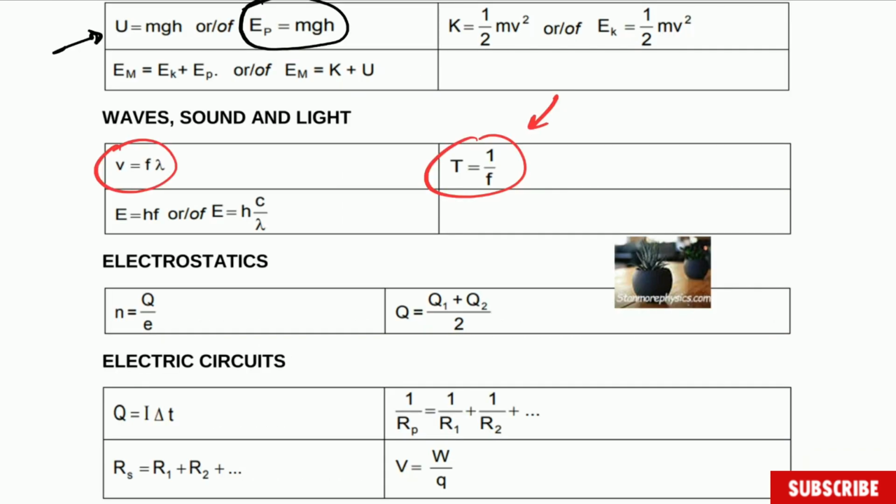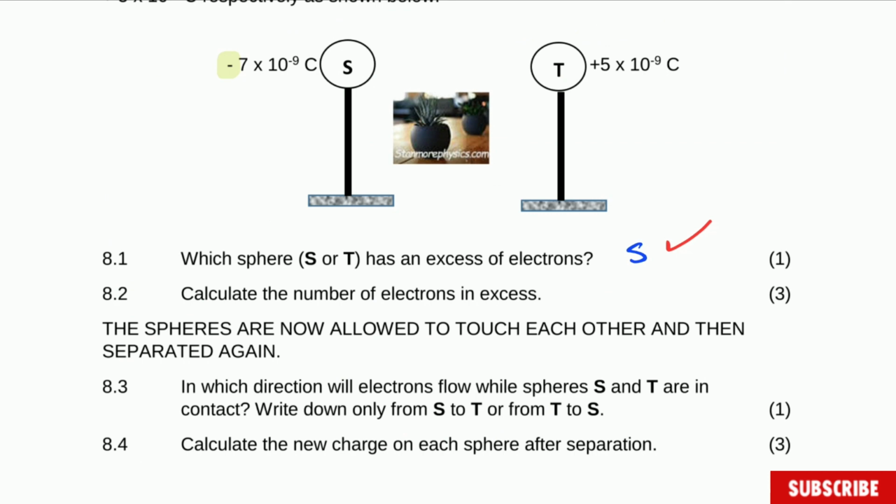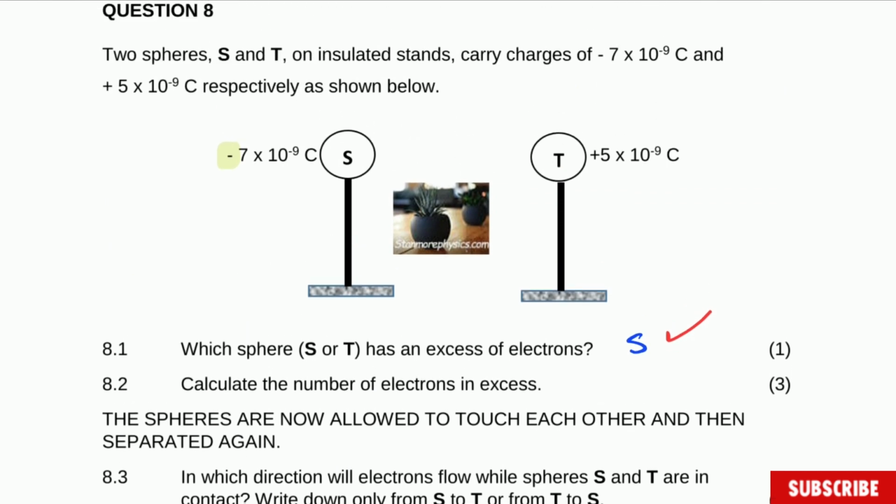And look here, when you go to the formulas, there are only two formulas actually. One of them is the one to calculate the number of electrons, and the other one is the conservation of charge. This one is conservation of charge. Alright, and this one is charge quantization, which is the one we are looking for. So let's answer that question in this corner on the left. This one is question 8.2.